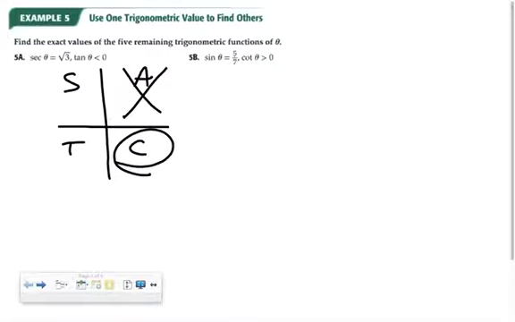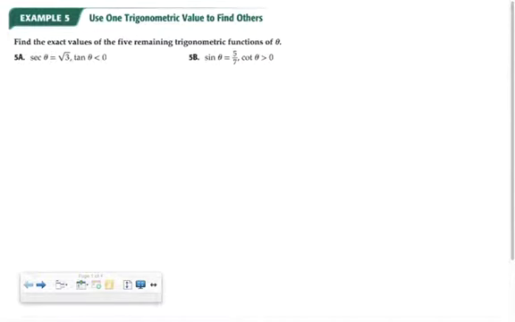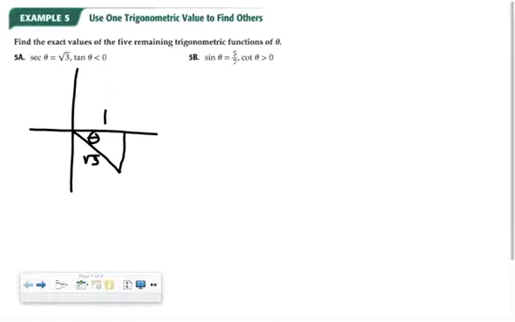So now, we know that the angle is here, which means that the x-coordinate is positive, but the y-coordinate is negative. So here's my theta, and I know that the secant is radical 3, and the secant is the hypotenuse over the adjacent, so that means this is radical 3, and my adjacent side is 1, and we're going to use Pythagorean's theorem to find this remaining length of the triangle, which is my y-coordinate.